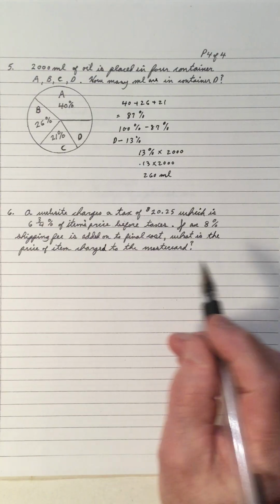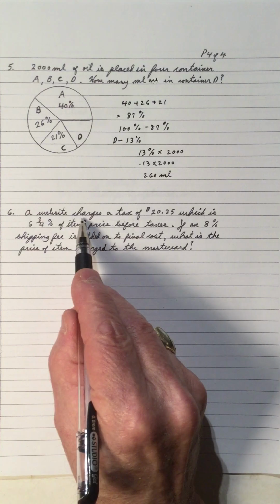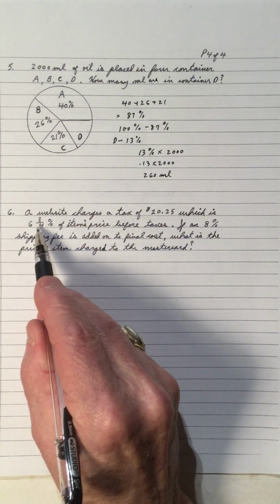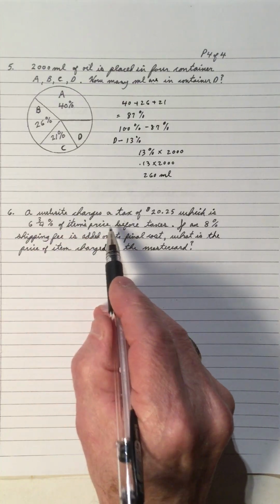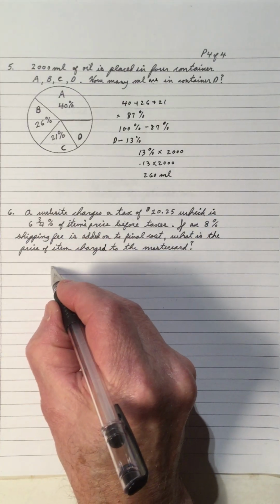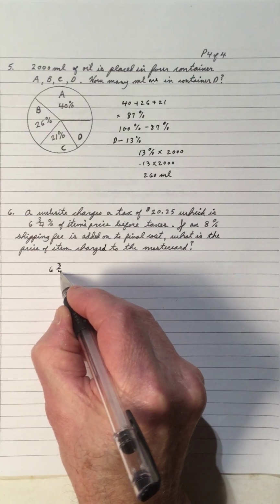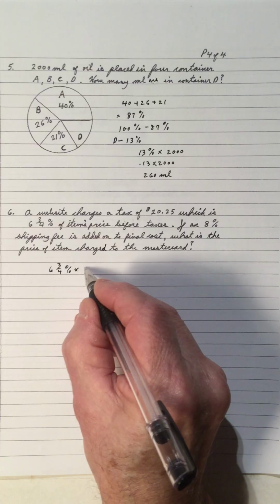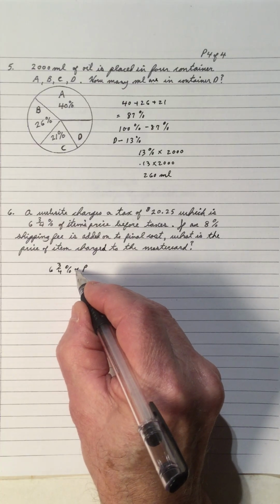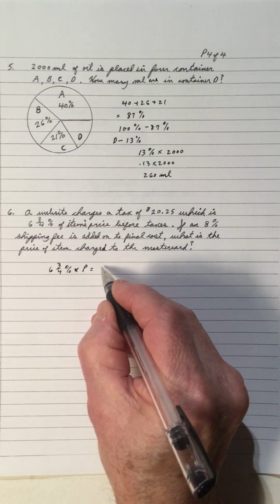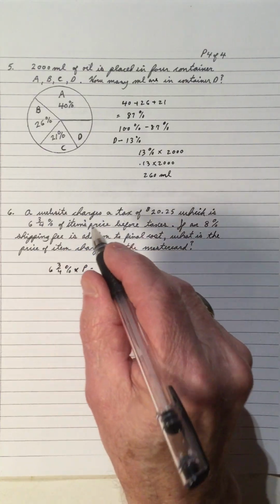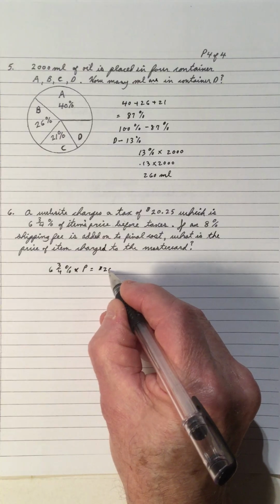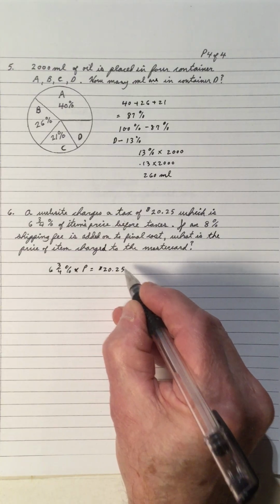So what we have is a website charges a tax of $20.25, which is 6 3/4% of the price. So we have 6 3/4% of, so that's times, of the price. So that's 6 3/4% of the price is the $20.25.